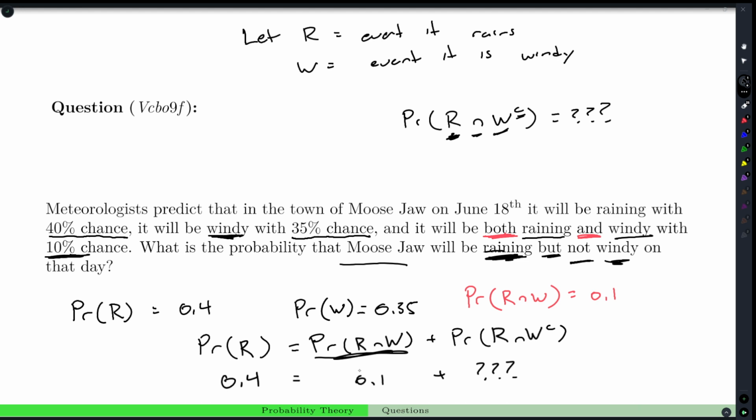So what do you have to add to 0.1 to get to 0.4? 0.3. So 0.3, or you could say it's a 30% chance that Moose Jaw will see rain on June 18th, but not wind. All right, well, there we go. There's our final answer. All we needed was to sort of decode and then apply one of the formulas that we know.